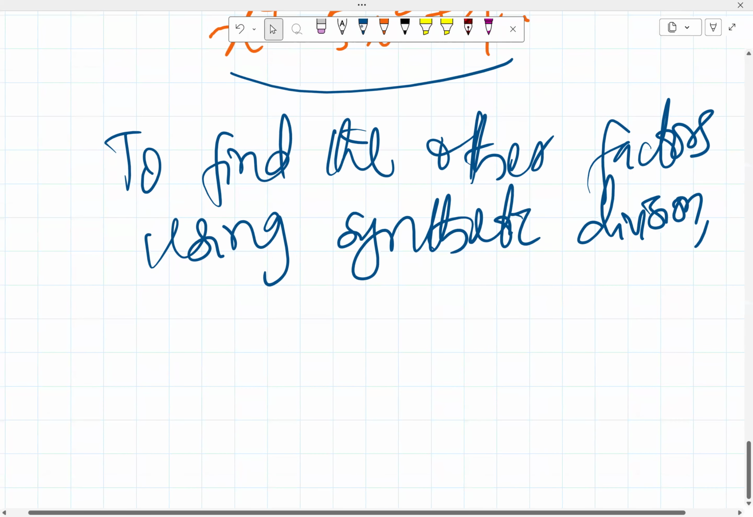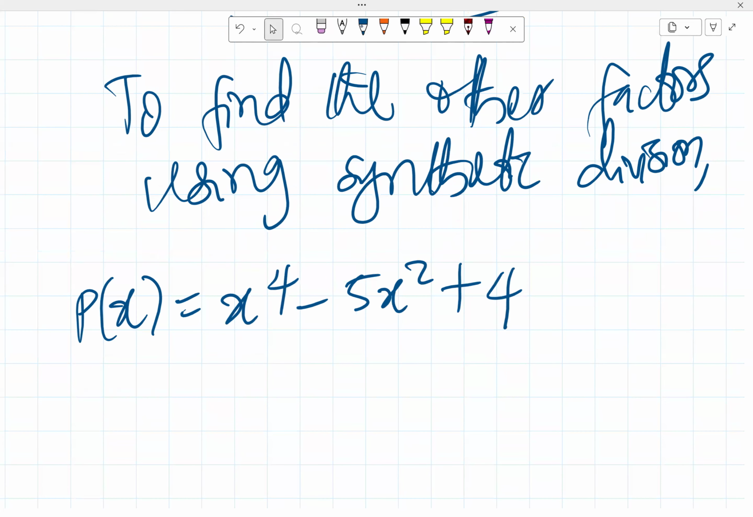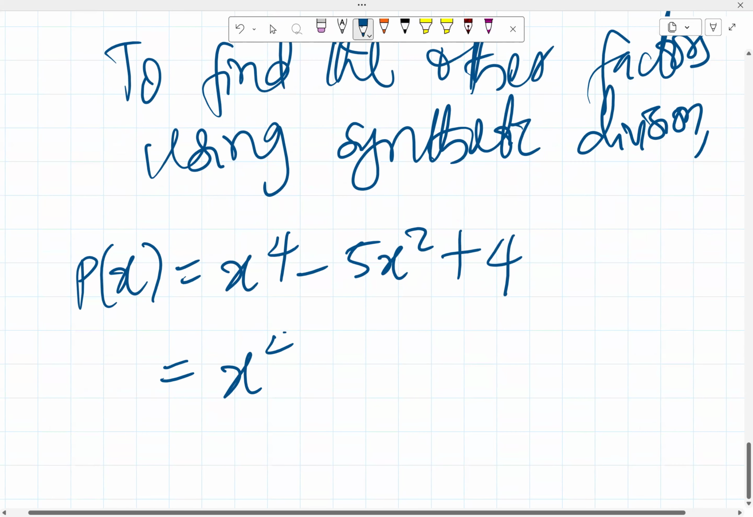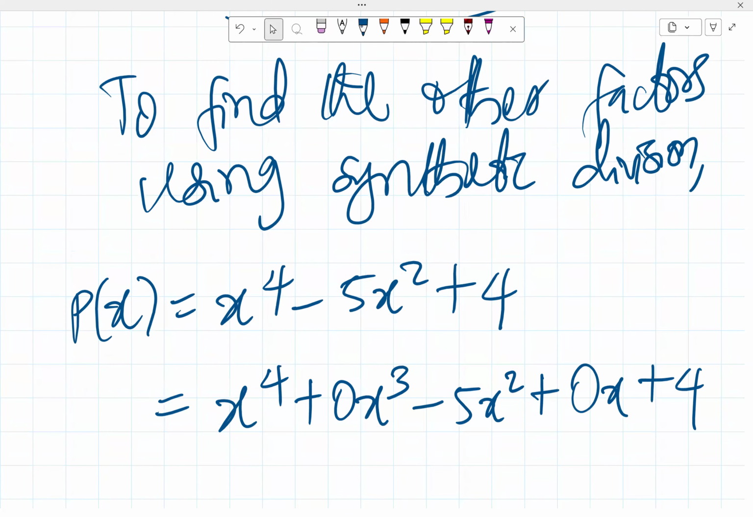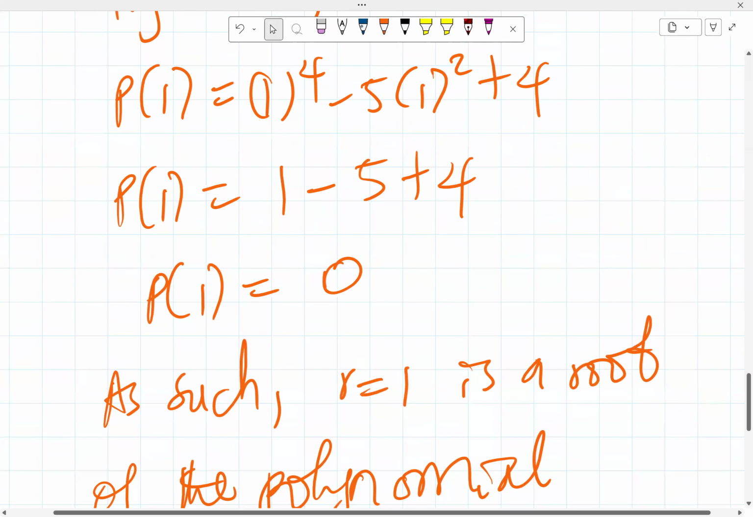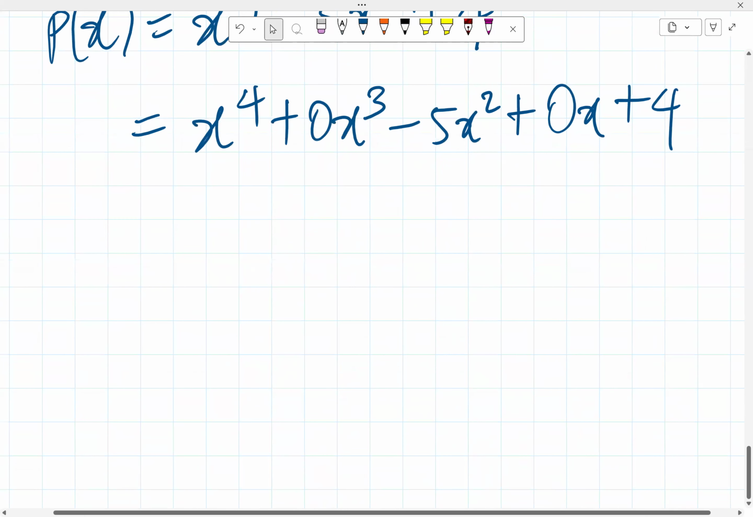So first of all, you can say P of x is the same thing as x raised to the power 4 minus 5x squared plus 4. To fill up everything that is missing, you have x raised to the power 4 plus 0x cubed minus 5x squared plus 0x plus 4. Any degree that is missing, you have to fill it up. If not, the synthetic division will not be good. Don't forget our R is 1 already, as what we found. So we now do the synthetic division proper.